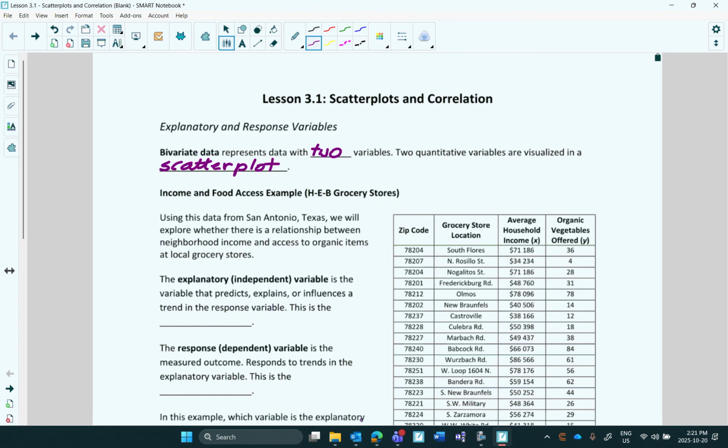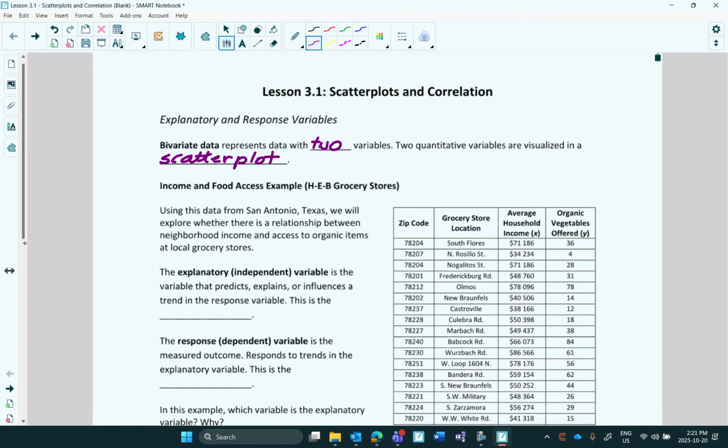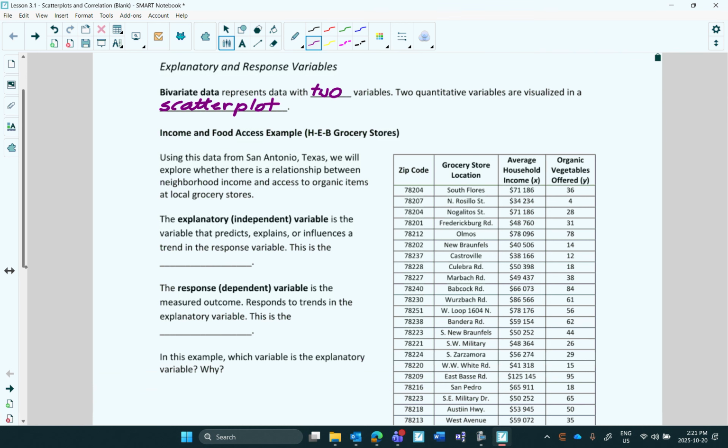So the example we're going to use for this lesson, this is a very popular grocery store in Texas. I don't know if you've heard of it, H-E-B. I've never seen one. I've never been in one. But anyway, you can imagine any grocery store.